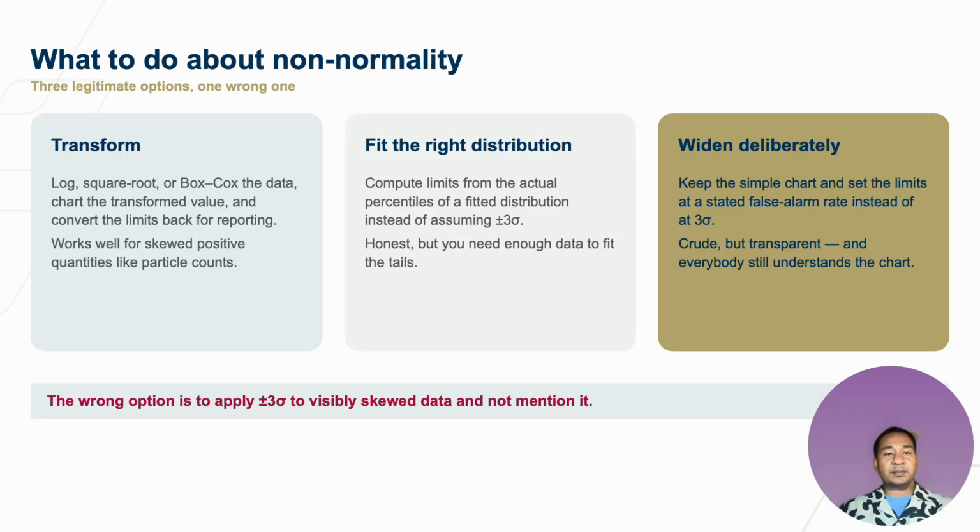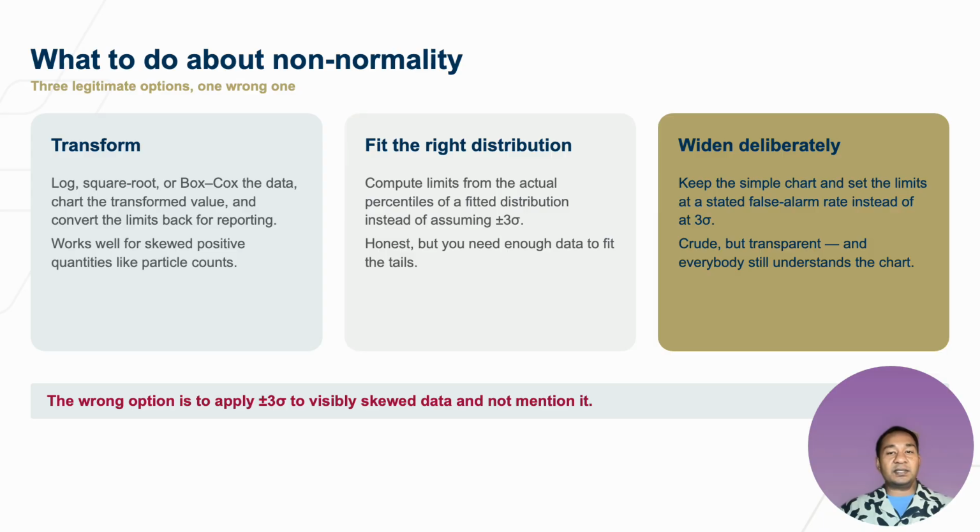3 things you can legitimately do: transform, take logs or a square root, or run a Box-Cox. Chart the transformed value and convert the limits back into original units for reporting, so the operators still see numbers they recognize. This works well for skewed positive quantities, particle counts, defect densities, and so on. Fit the right distribution. Compute limits for the actual percentile of a fitted distribution instead of assuming plus and minus 3 sigma. Honest and increasingly easy with software.